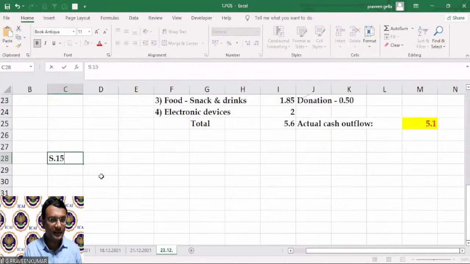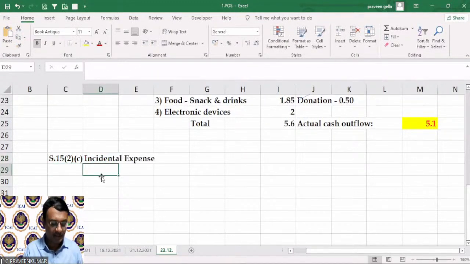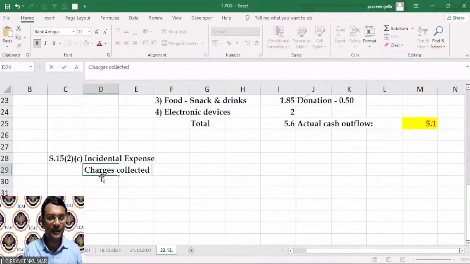Let me come back to my example. Section 15, subsection 2, clause C. Incidental expenses. Charges collected before or at the time of delivery.